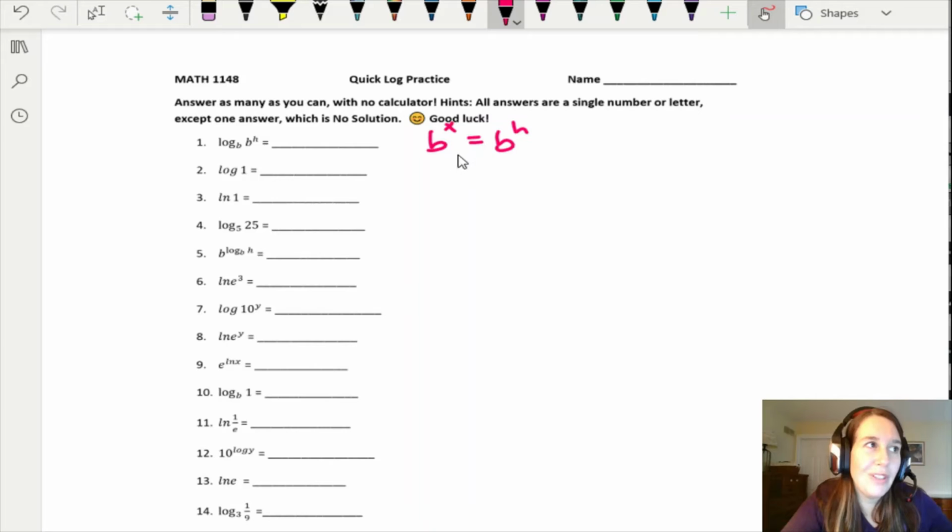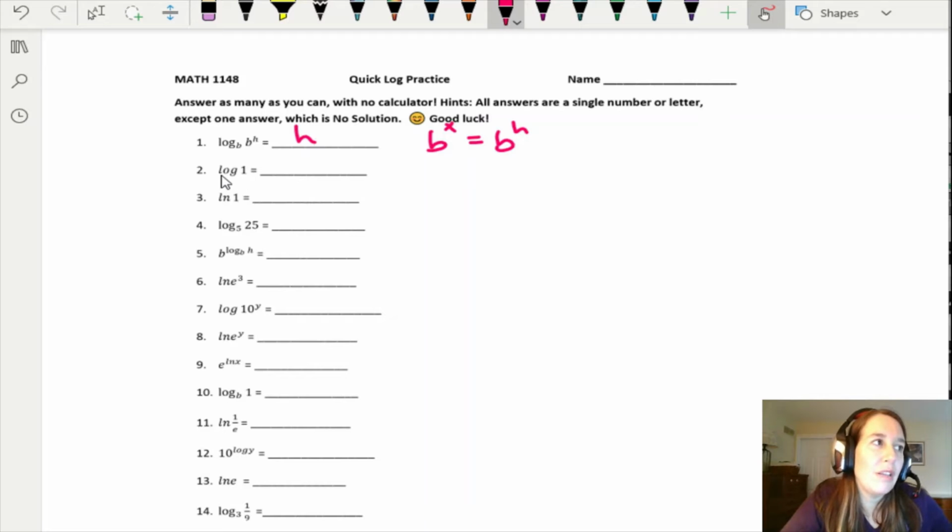Okay, so when you look at it this way, when you turn it into exponential form, b to the x equals b to the h. So therefore the x is equal to h. So this is just equal to h. All right, like I said, that was one of the more tricky ones.